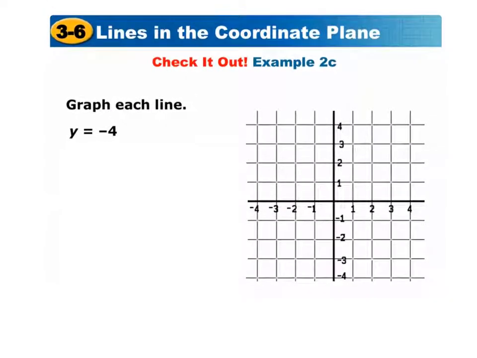So graph each line. y is equal to -4. Ryan, what type of line would this be? Horizontal. He helped you out. I didn't know. So a horizontal line at -4.